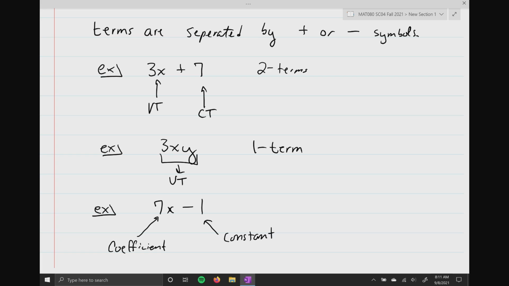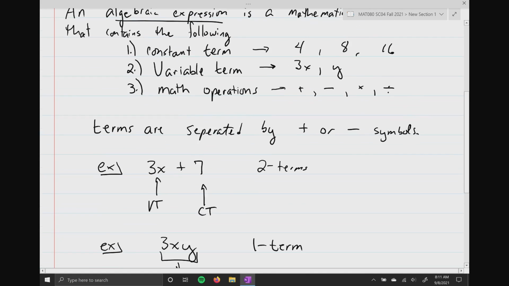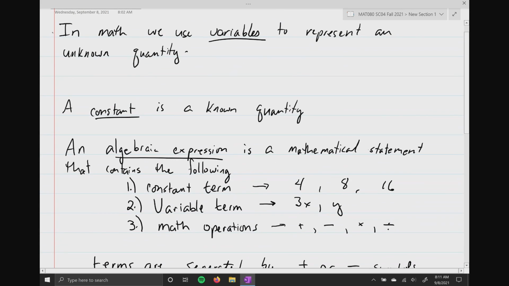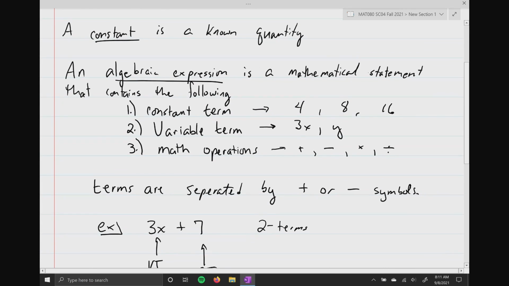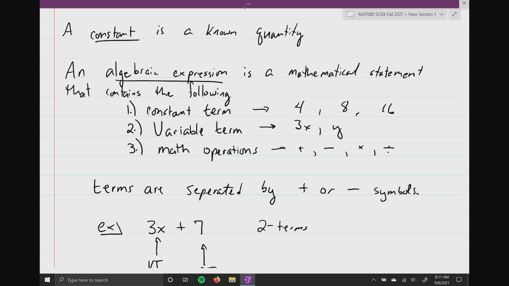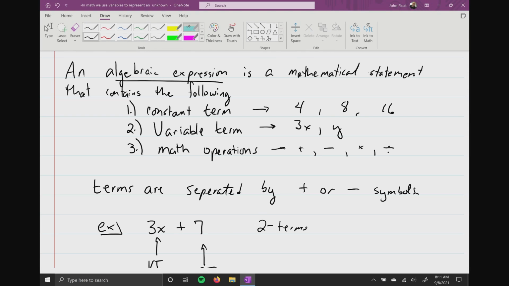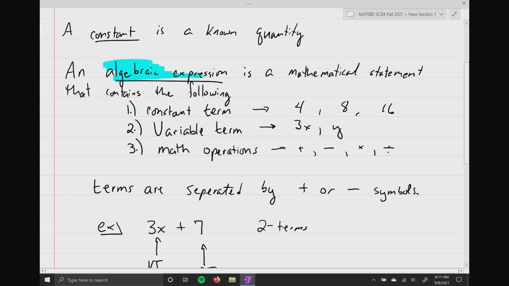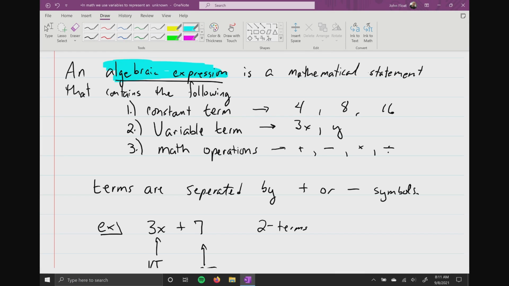Now, one thing that we don't have on the board yet is an equation. Notice all my examples, no equal sign. I'll scroll up a little bit. No equal sign anywhere. And that's because everything that we are doing right now is called an algebraic expression. Okay? Are there any questions so far?